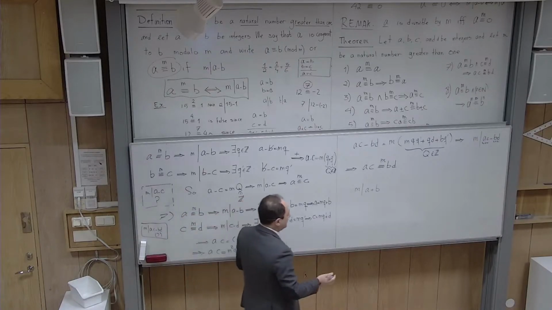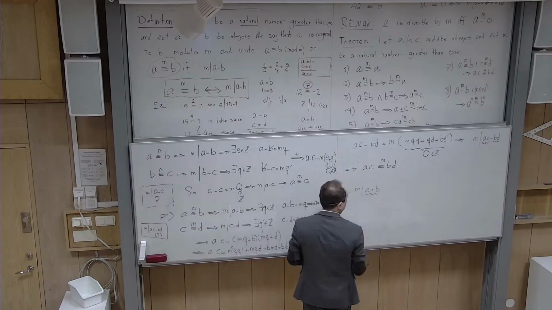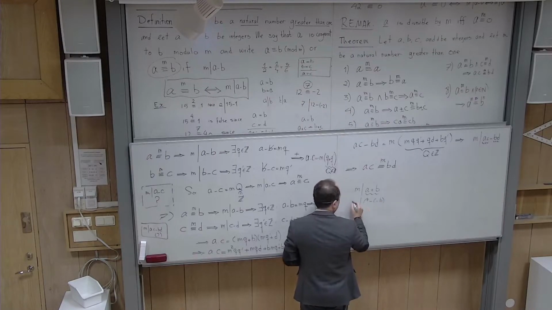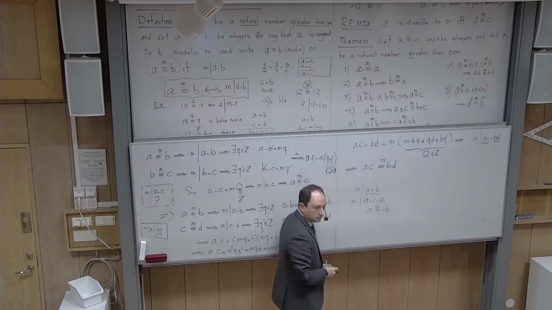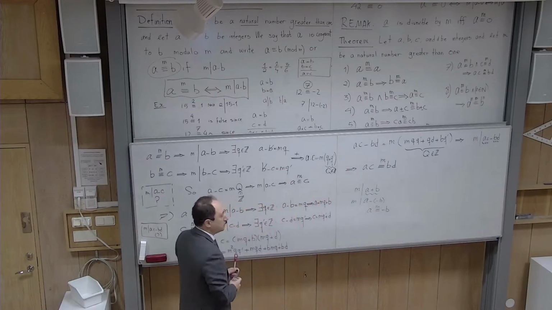A minus B, because this can be viewed as a difference, A minus B divisible by M. So this is playing the role of the number on the left, congruent. This is playing the role of the number on the right. And then you can write M here. Yes? That's very simple. Any questions?